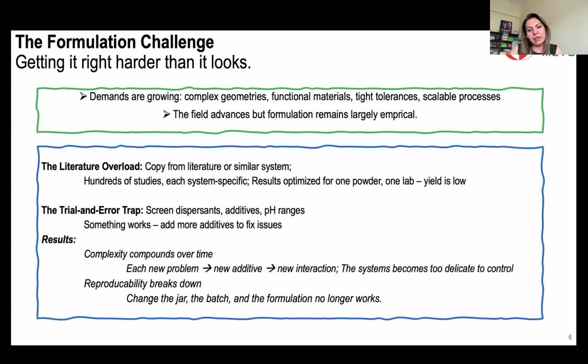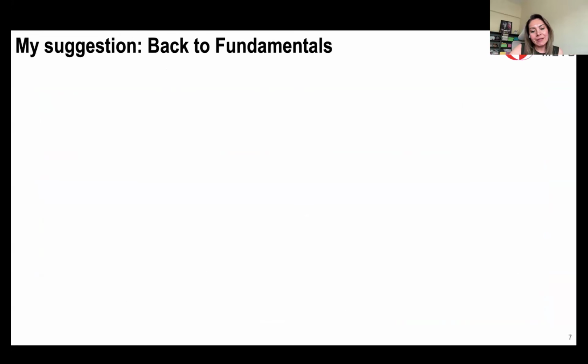The other thing that we can do is screen the dispersants that we can use and see what works to solve one of the problems. But then during the processing steps, we face another problem, and then we use another additive. With each problem, we add a new additive that introduces new interactions, and the complexity grows. Those recipes become quite delicate. So sometimes even just changing the batch of powder leads to failure in the process. So my suggestion in that case is just to go back to fundamentals.